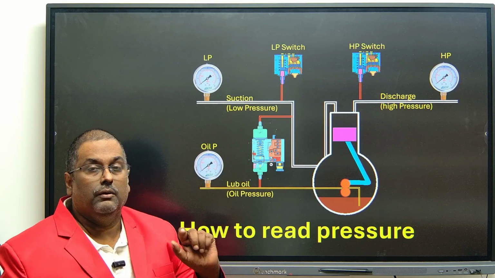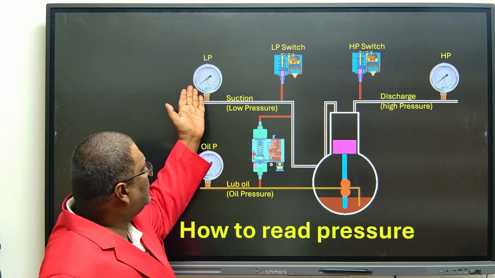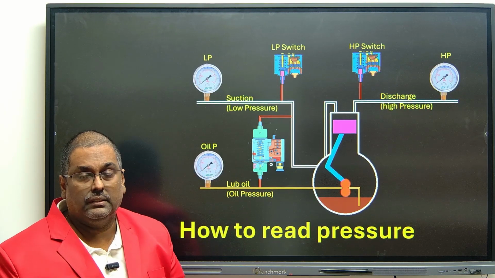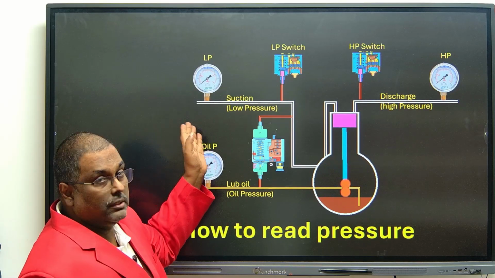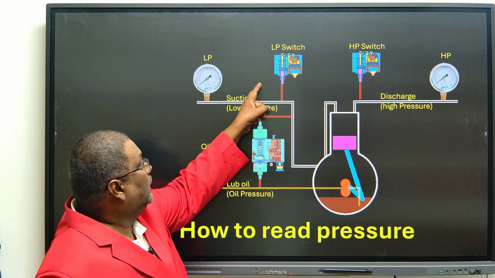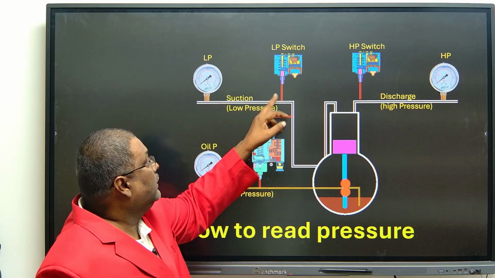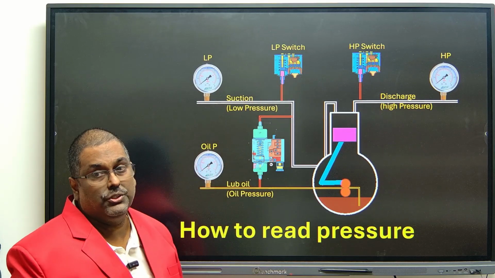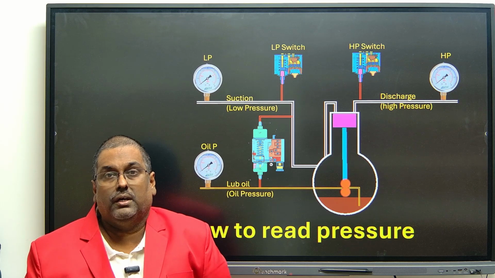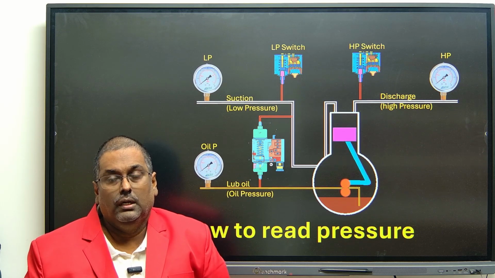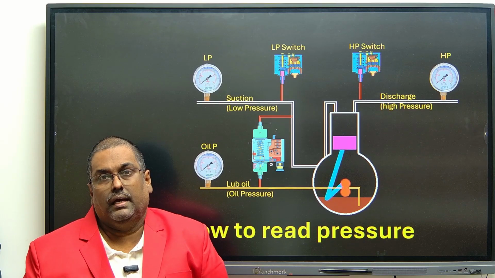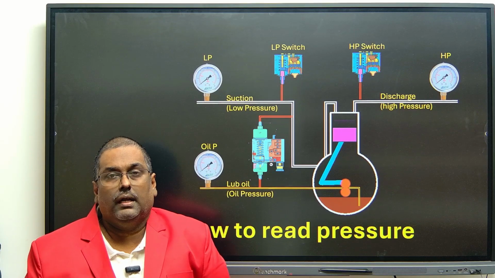Now, from the suction, if you want to measure the pressure, there is no problem. We can fit the manometer here, that is the suction pressure, also called low pressure. Sometimes we call it LP, but it is the suction pressure. That is the return from the evaporator, and for that there is a switch. If the gas is not coming because the expansion valve is closed and there is no gas flow in the system return line, then the compressor should not run unnecessarily.